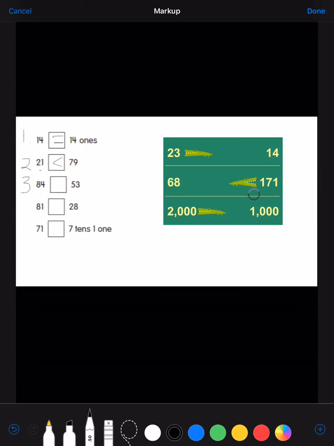Okay? All right. Let's take a look at number 3 here. 84 blank 53. I'm looking at the 8 and I'm looking at the 5. 8 is greater than 5, so I know that 84 is greater than 53. So my sign goes like that.